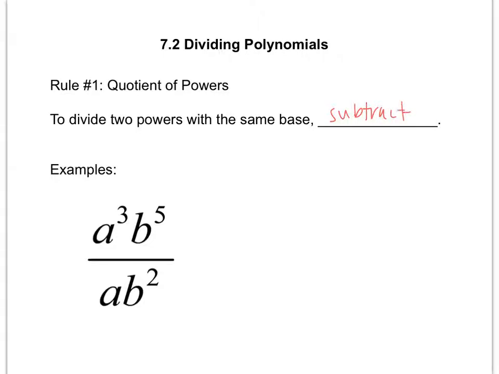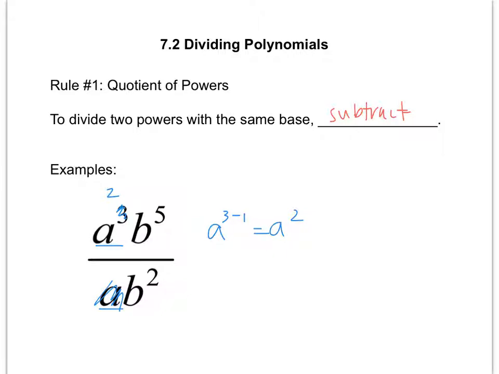So let's look at an example here. I have a to the third and a to the third over a. That really means I have a to the third minus 1. So I really just have a to the second. What I could do is just cross out this a, take one away there, and change it to a 2.